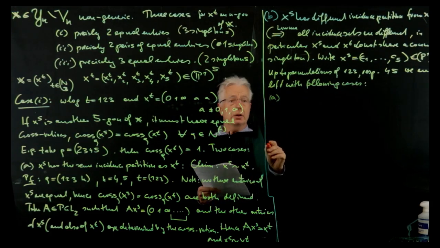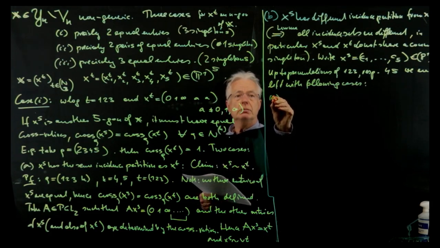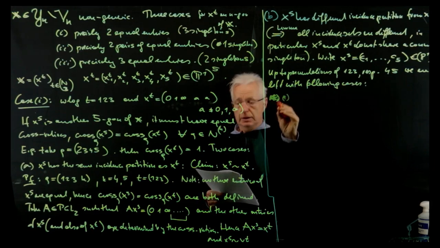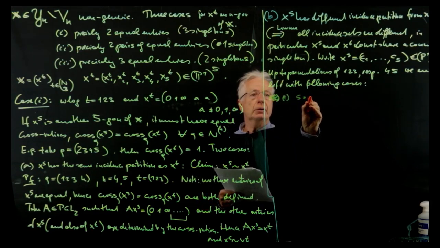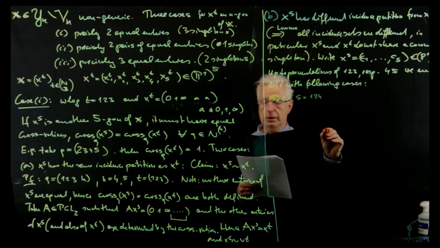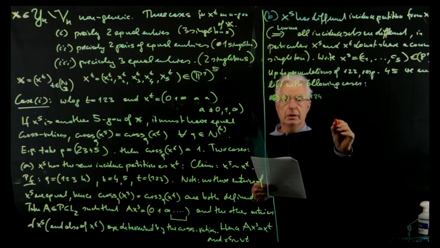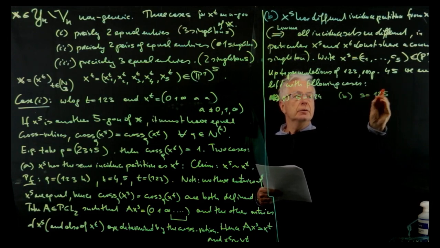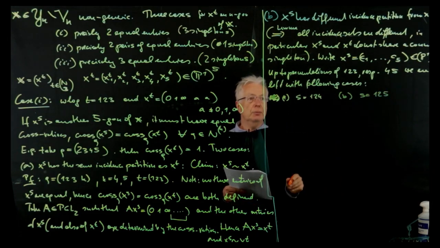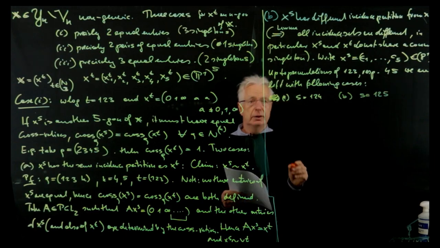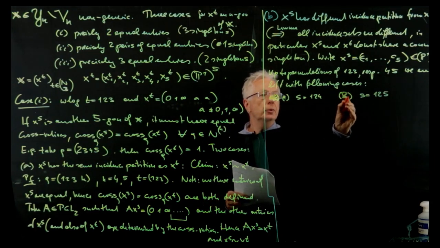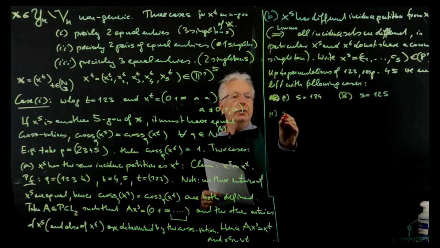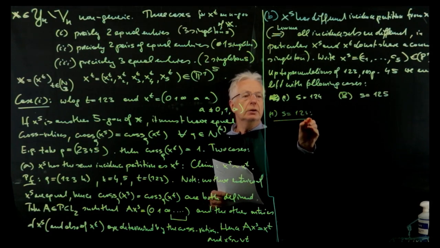A is not good. Maybe 1. S equals 1, 2, 4. And B, S equals 1, 2, 5. This covers up to permutations all cases. So this is a 2. Excuse me. So let us do S equals 1, 2, 4.